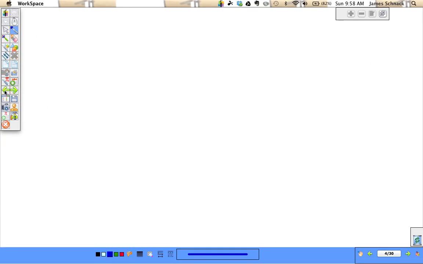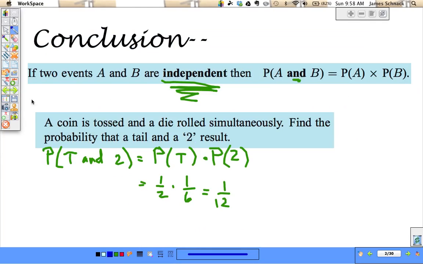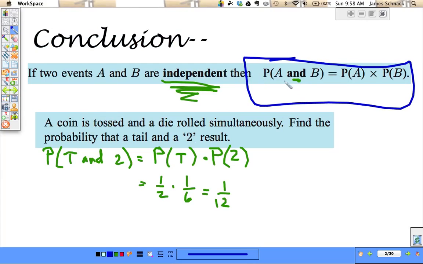So just to sum this up again, let me go back to this all-important rule right here. Independent events, two people shooting arrows, one doesn't affect the other. Probability of A and B is the probability of A times the probability of B.